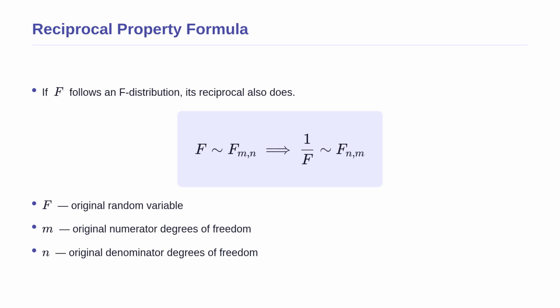Let us look at the exact mathematical notation for this property. Conceptually, this formula shows the transformation of our variable. The tilde symbol means "follows the distribution of." So, if our original variable f follows an F distribution with parameters m and n, then the inverted variable 1 over f perfectly follows an F distribution with parameters n and m. The m is the original numerator degrees of freedom and n is the original denominator degrees of freedom. When you invert the variable, you simply swap their places.